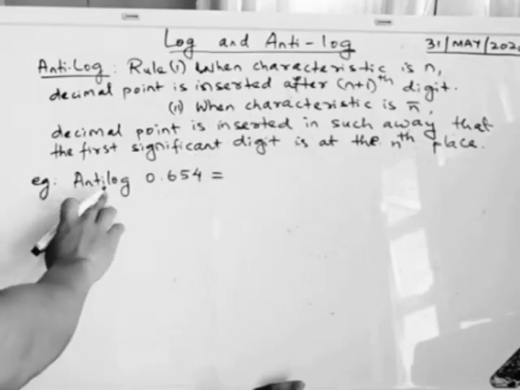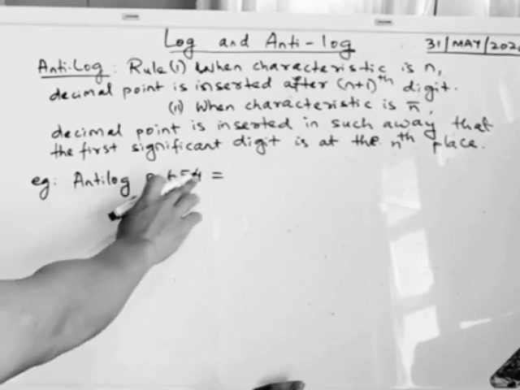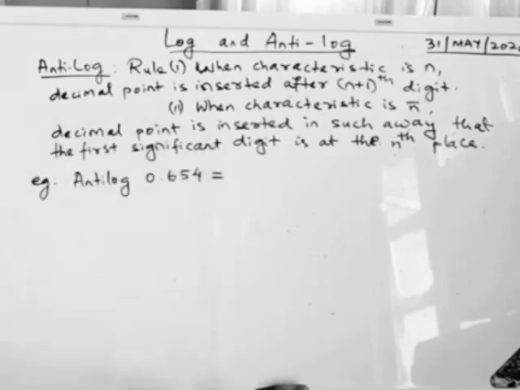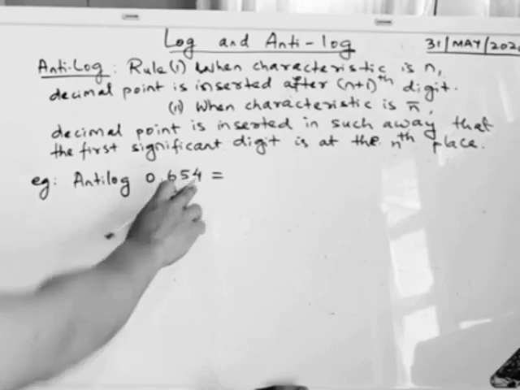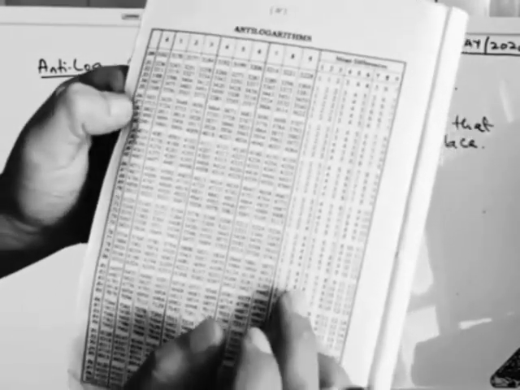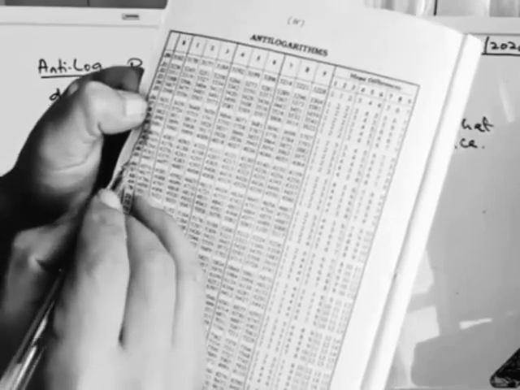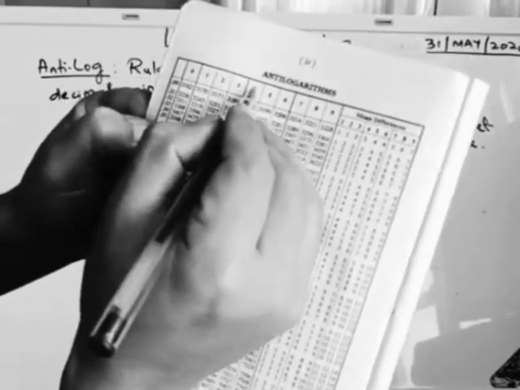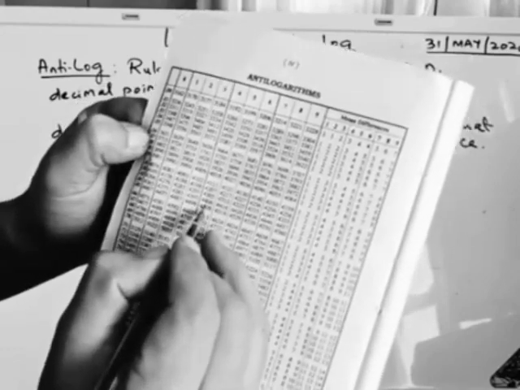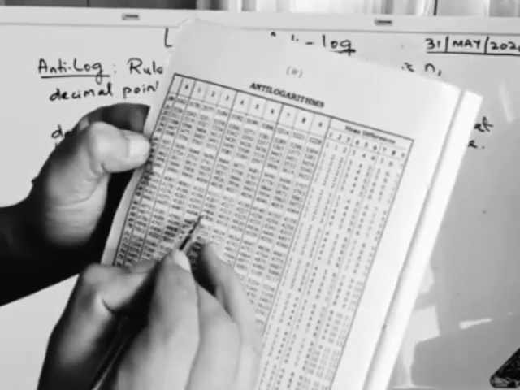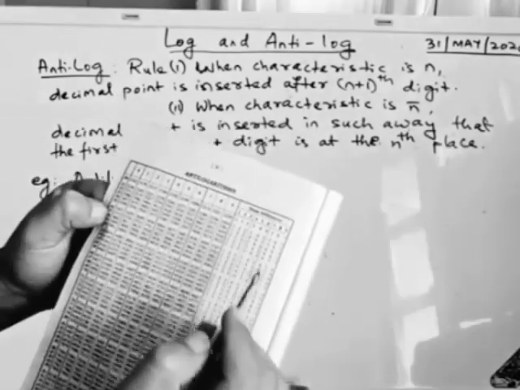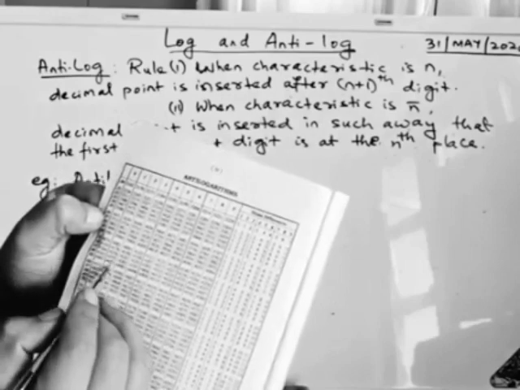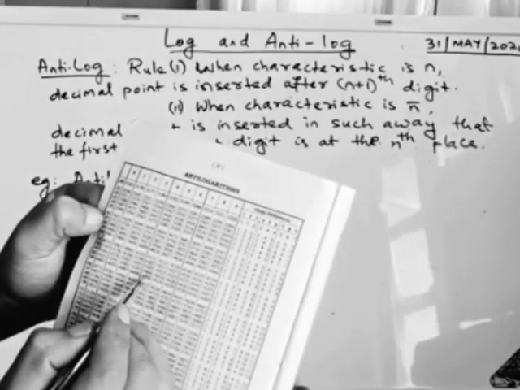Here we are about to find the antilog of 0.654. For this, we will first look at 0.654 in the antilog table. Here is the antilog table. 0.65 is here, 0.654 is here. It is 4508. Here we don't have any fourth digit, so we don't have to add any mean differences. That means the antilog of 0.654 is 4508.